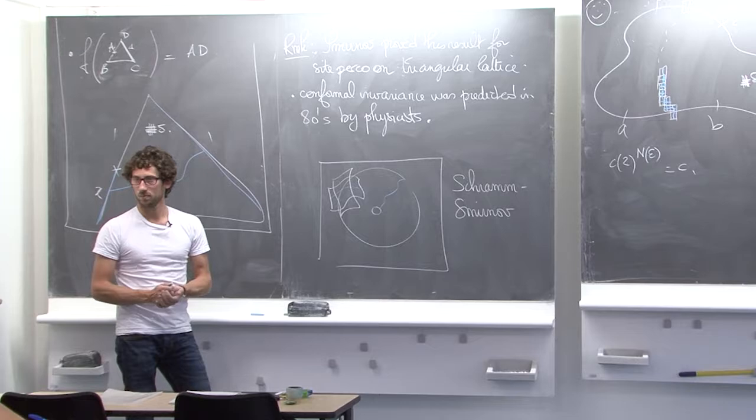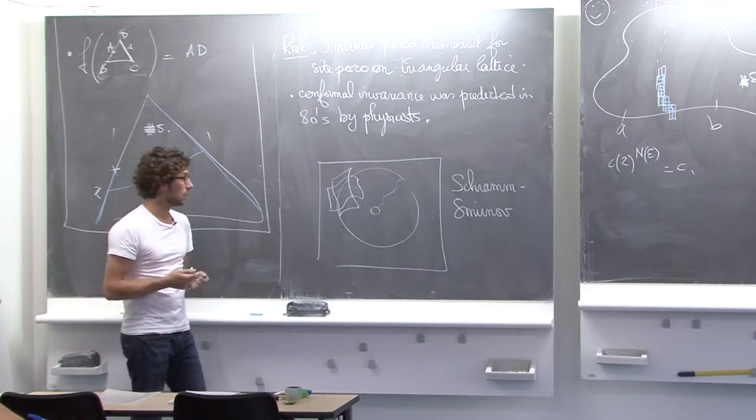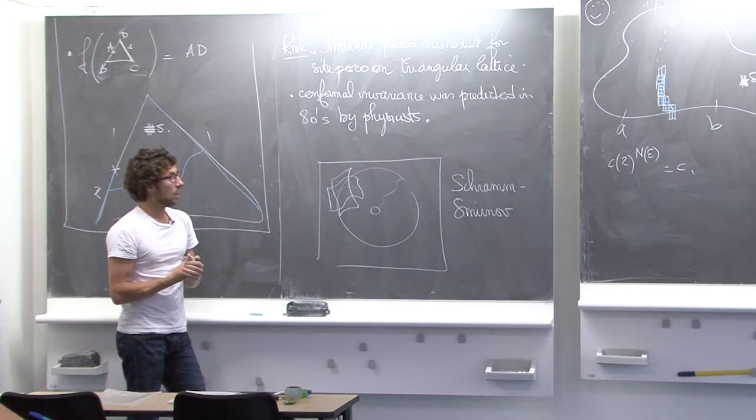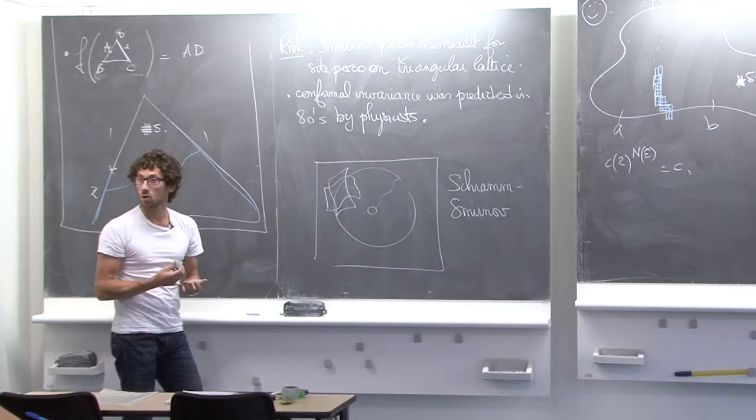You cannot do much. So what can we do? Can we do something else to try to describe a scaling limit? Well, what you can do is try to get the interfaces in your model.